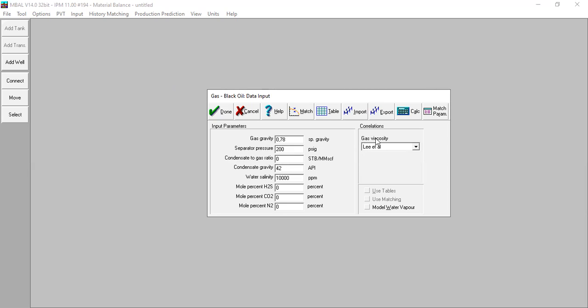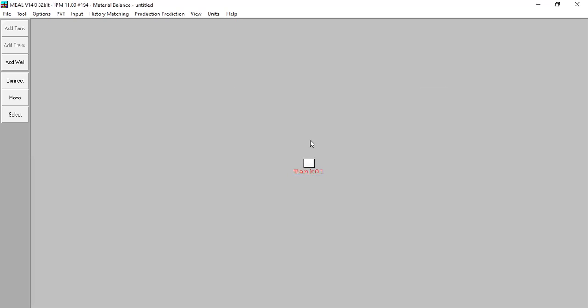And for gas viscosity, we will select Lee et al. Okay, because we haven't done any matching, so we will not tick this use matching. Okay, it will be deactivated. That's okay. Click done. Now we will go to input, or we can double click here, tank one.